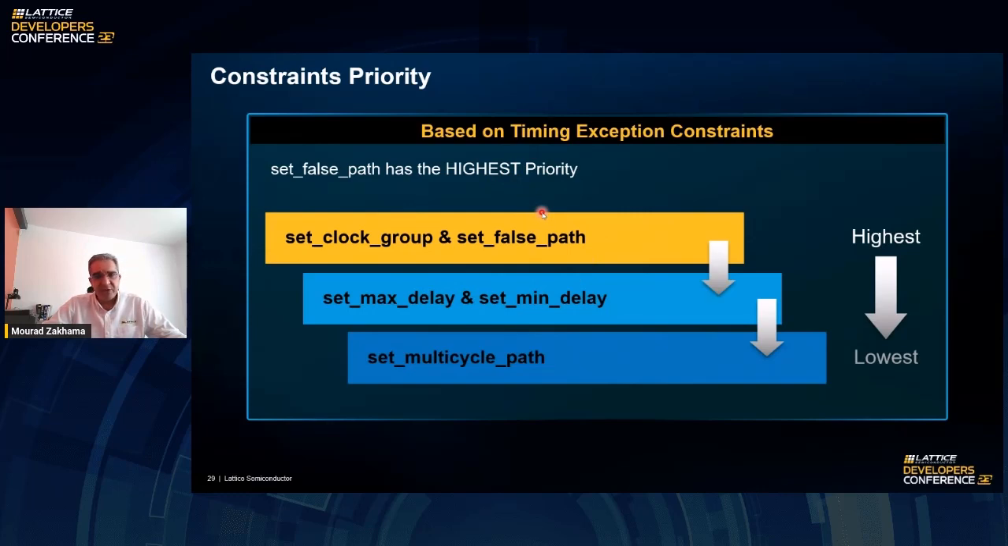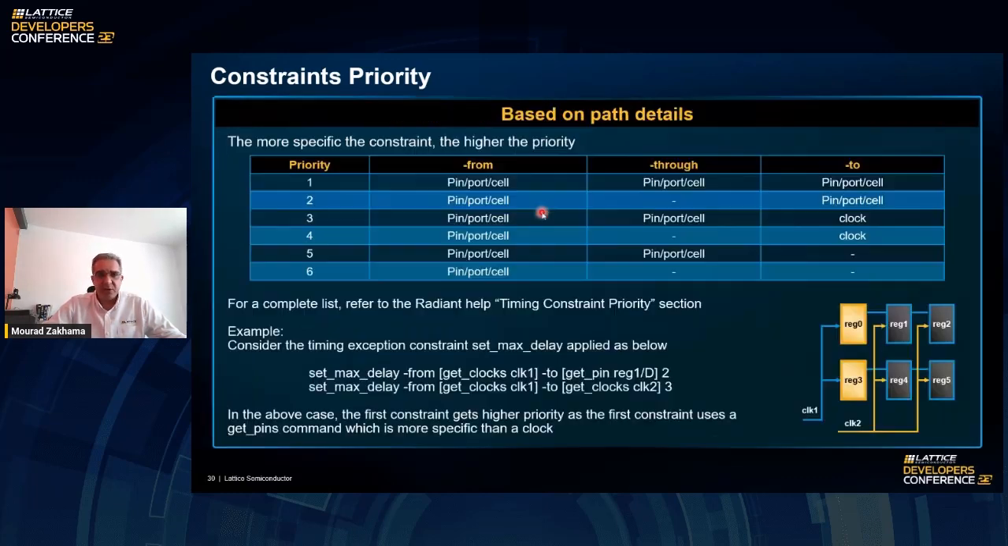So just be aware that when you use timing exceptions, there is a priority associated with them, and you may think that you have a timing constraint, but it gets ignored because it has a lower priority than the other two. The number of details that you have on a certain path matters. The more details you have, the more specific the description of the timing constraint, the higher priority it will have.